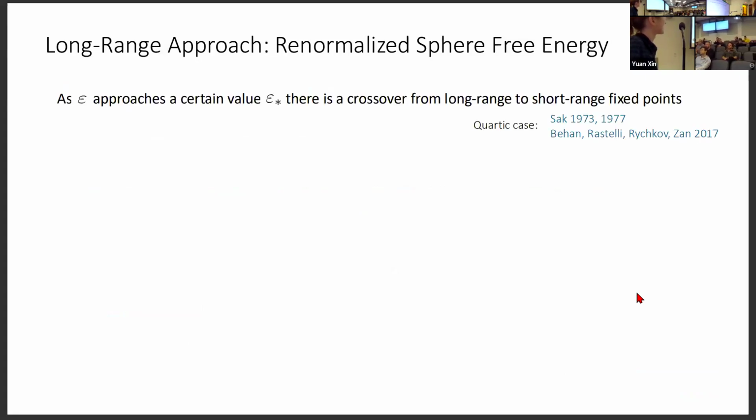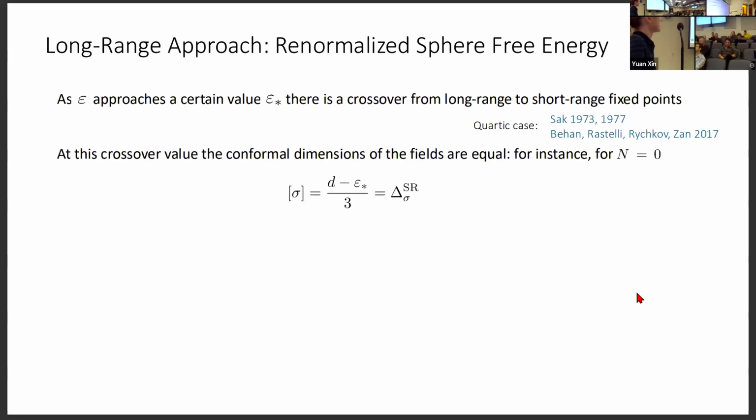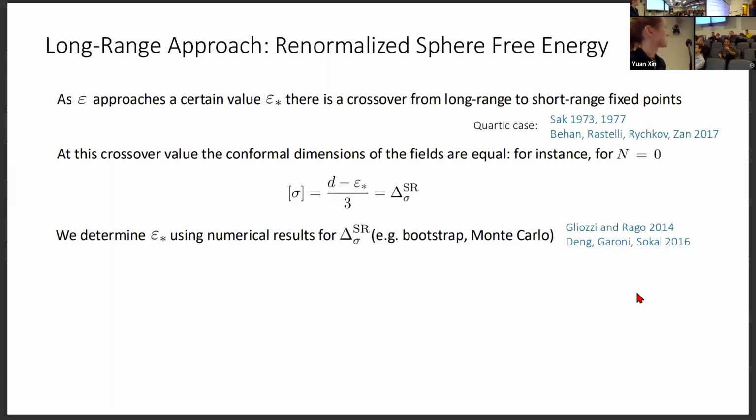Okay, so the way we compare our results from the long range approach to the short range approach is by assuming that as epsilon approaches a certain value, epsilon star, there's a crossover from a long range to short range fixed points. And this was studied in the Potts case by these authors. And we define this crossover value by where the conformal dimensions of the fields are equal. So the dimension of sigma in a long range model, which is d minus epsilon over 3, should be equal to the dimension of sigma, for example, in the n equals 0 case in the short range model. And we can determine epsilon star using numerical results for the short range dimension.